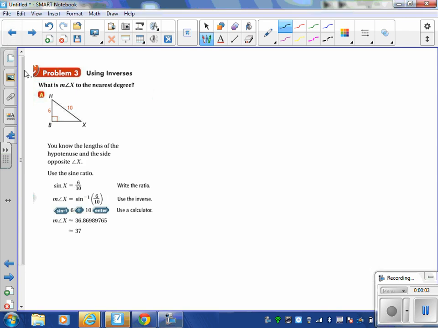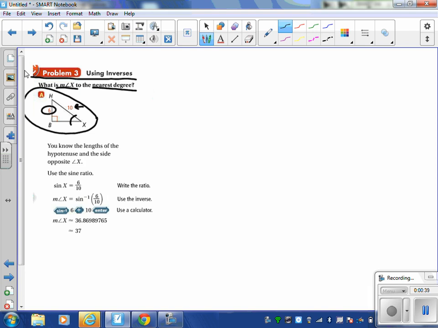Let's take a look at problem 3, using inverses. We want to find the measure of angle x to the nearest degree. So given this triangle, we have hypotenuse 10 with the leg being 6. We want to find angle x because we have opposite over hypotenuse.